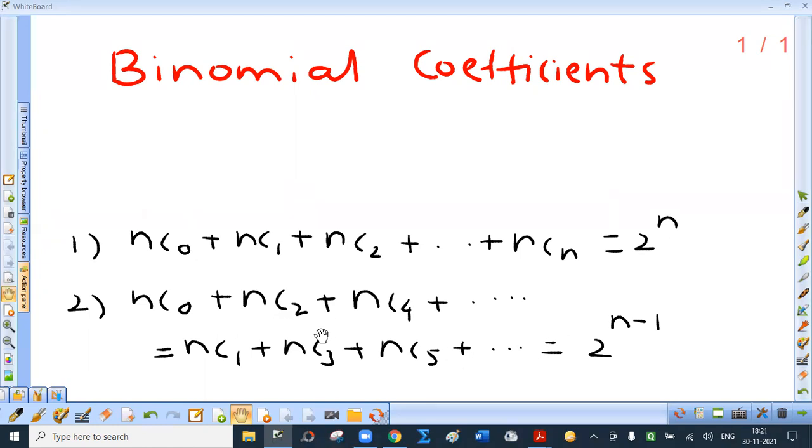Then write down this. That is, the sum of the even coefficients is the same as the sum of the odd coefficients, and each sum is 2 raised to n minus 1.